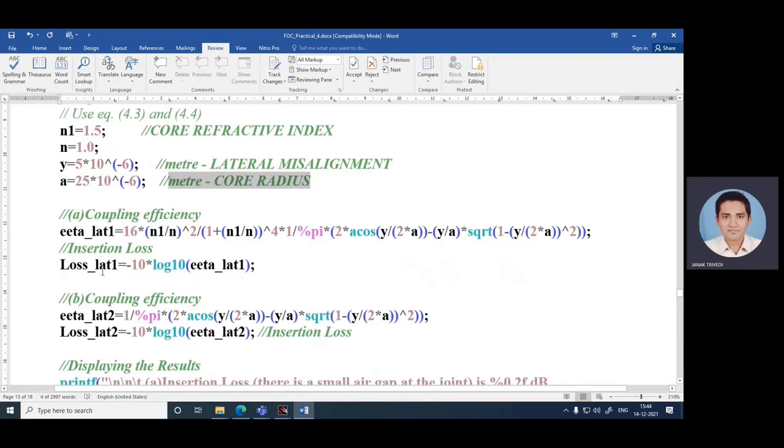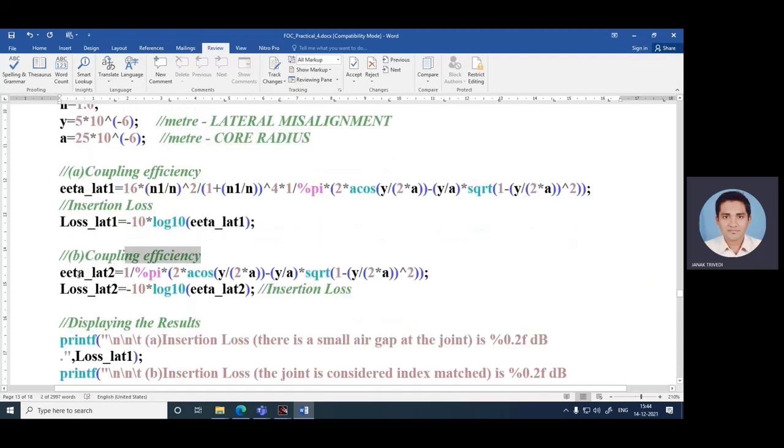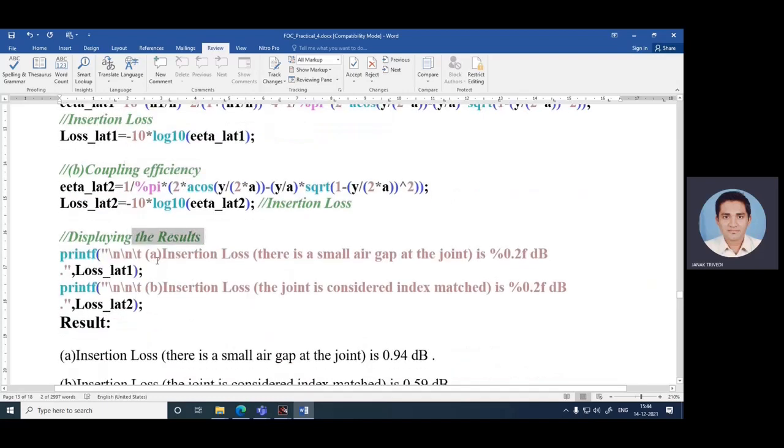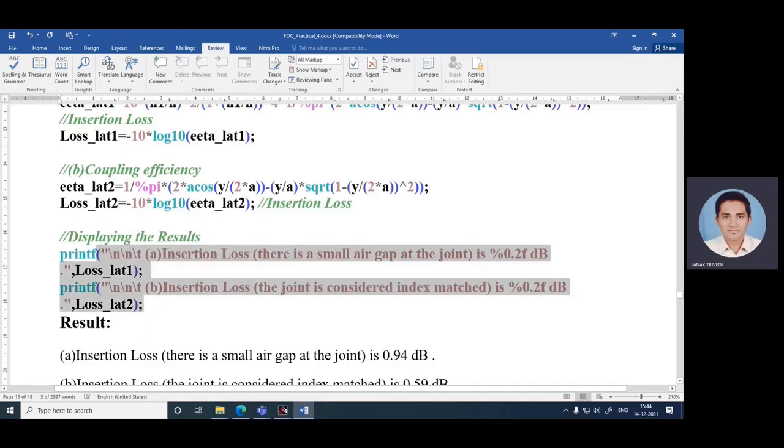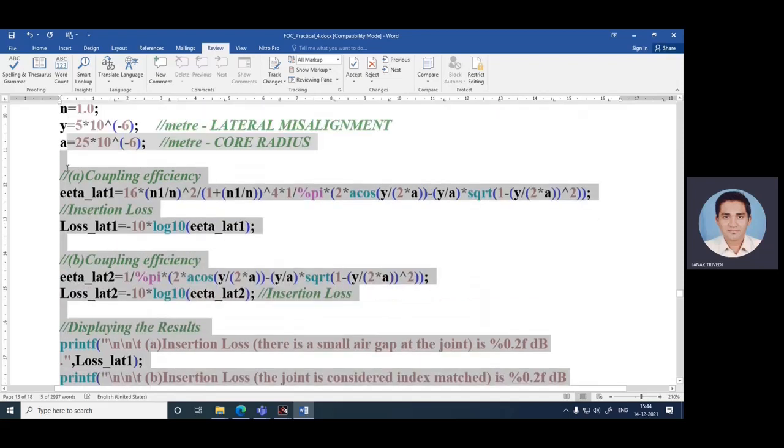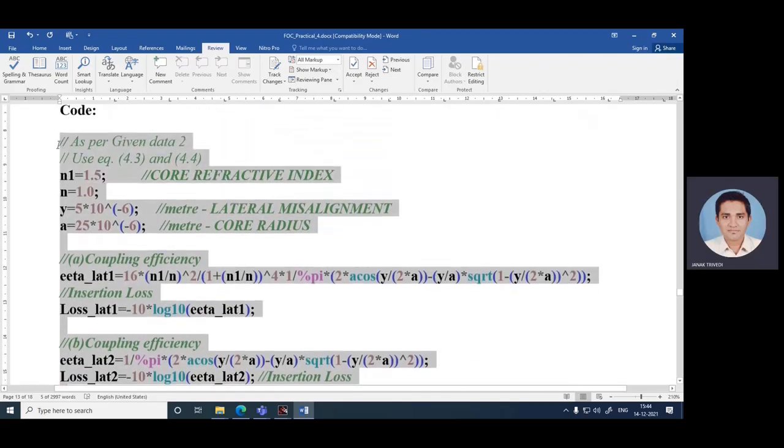And insertion loss, loss suffix lateral, is equal to minus ten log eta lateral. Then coupling efficiency, eta suffix lateral, for the index matched case uses the same equation with this particular value. Then once again we have to calculate the insertion loss, and finally display the result. So printf insertion loss, there is a small air gap at the joint, and finally printf insertion loss, the joint is considered index matched. What is the loss in each case? So kindly we have to check this calculation with the help of Scilab.